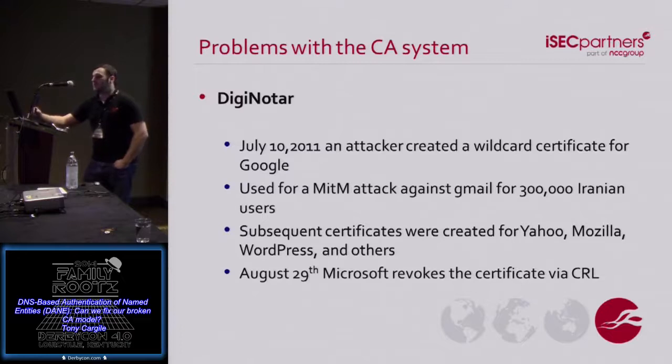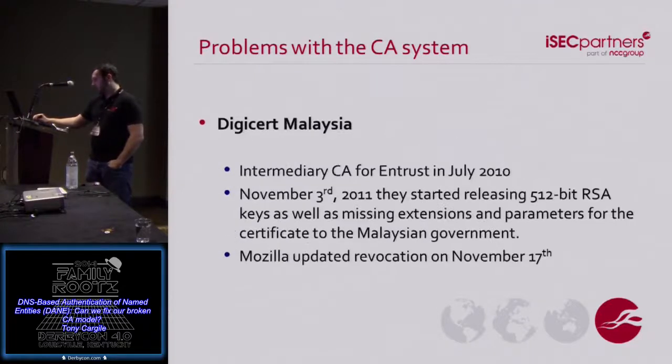And also during this time, wildcard certificates were created for Yahoo, Mozilla, WordPress, and a bunch of other big name websites. So note these dates. July of 2010, the wildcard certificates came out. On August 29th, Microsoft finally revoked those certificates via CRL. That's about, what, a month and a half?